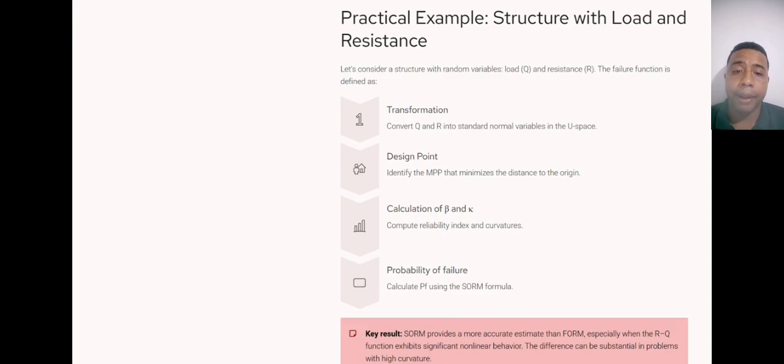Imagine a structure where resistance and load are random variables. The limit state function is g(R, Q) = R minus Q.